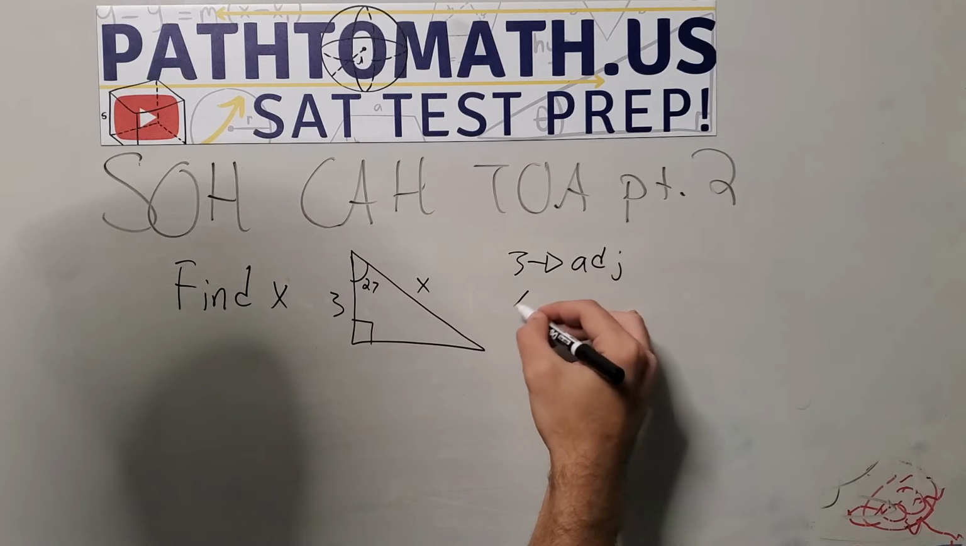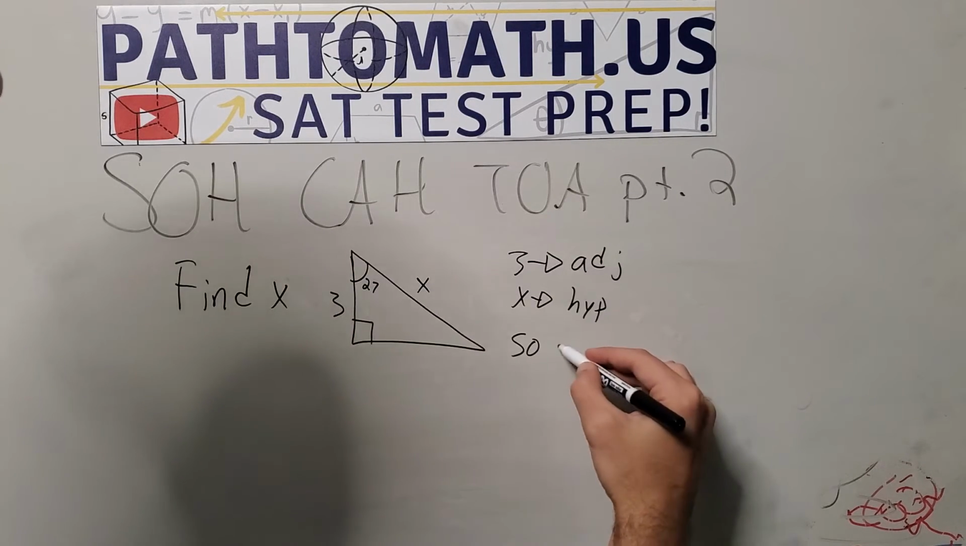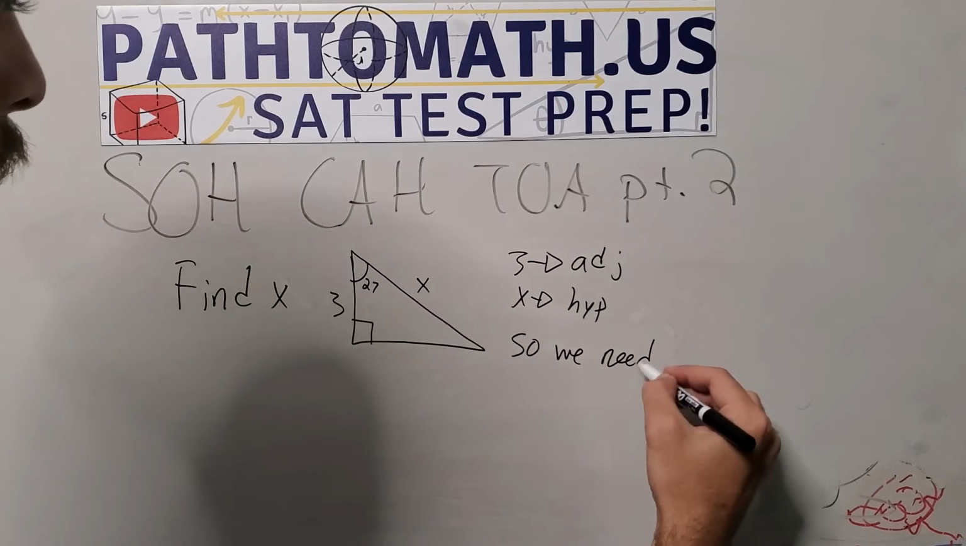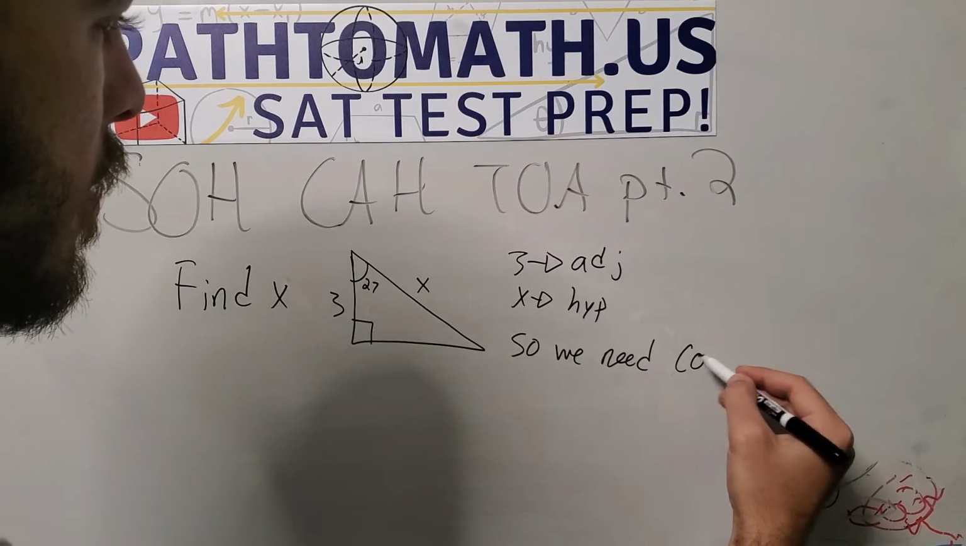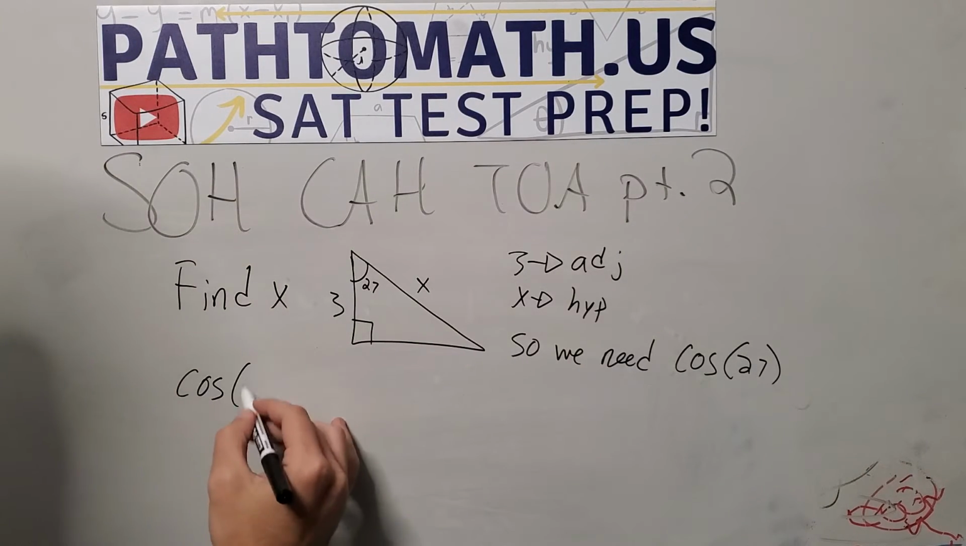hypotenuse is 29.1. In this next problem, you should identify that the 3 is the adjacent side to the angle of focus, and the x is the hypotenuse. So we should use the cosine trig function, giving us the cosine of 21 equals 3 over x.